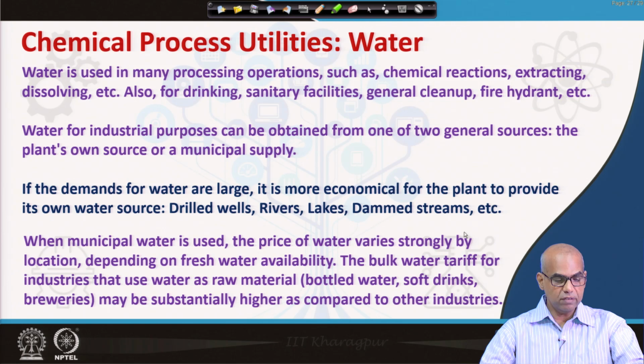The bulk water tariff for industries that use water as raw materials such as bottled water, soft drinks, breweries, etc. may be substantially higher as compared to other industries. So, industries that produce bottled water, soft drinks, breweries, etc. use water as raw materials. So, the water tariff charged by, say, the municipality may be substantially higher as compared to other industries.